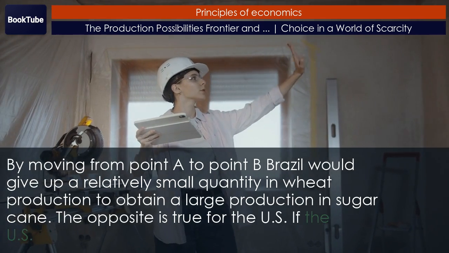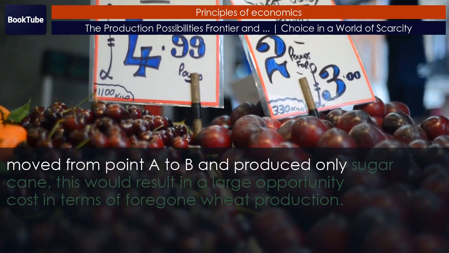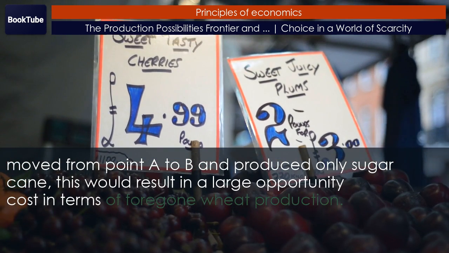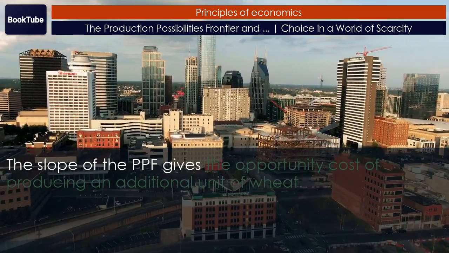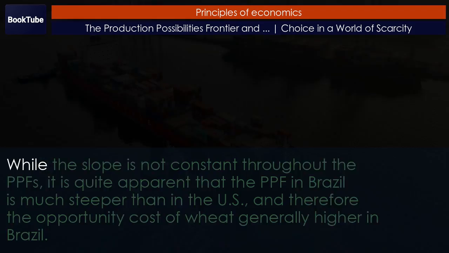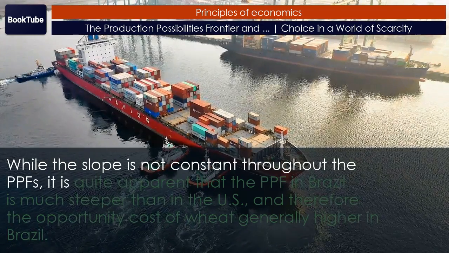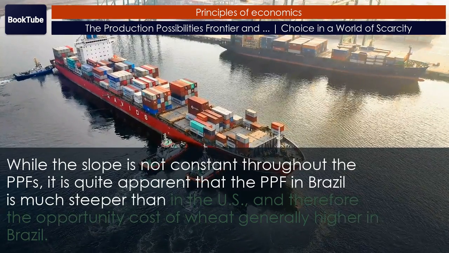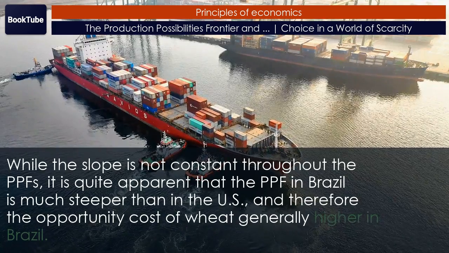If the US moved from point A to B and produced only sugarcane, this would result in a large opportunity cost in terms of foregone wheat production. The slope of the PPF gives the opportunity cost of producing an additional unit of wheat. While the slope is not constant throughout the PPFs, it is quite apparent that the PPF in Brazil is much steeper than in the US, and therefore the opportunity cost of wheat is generally higher in Brazil.